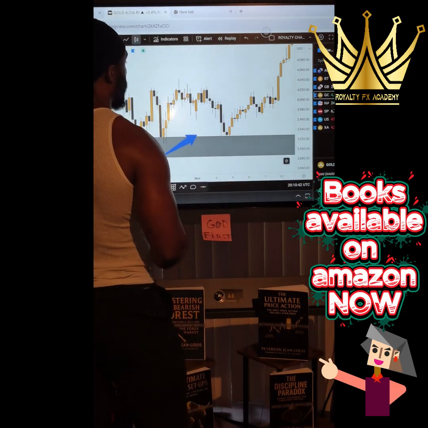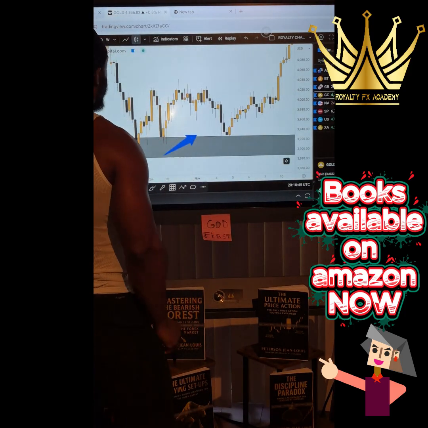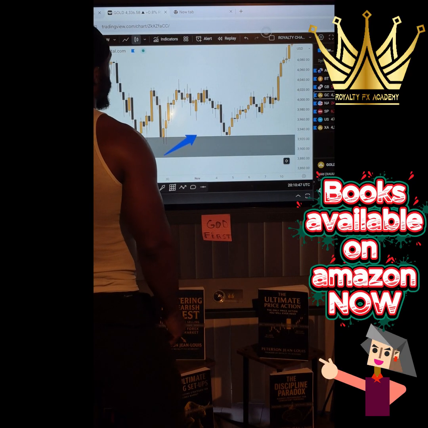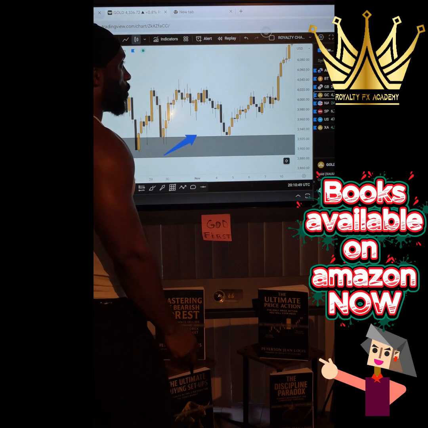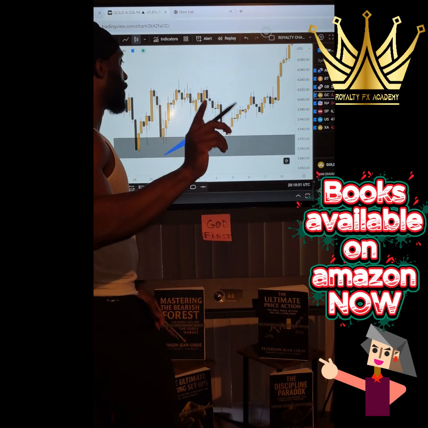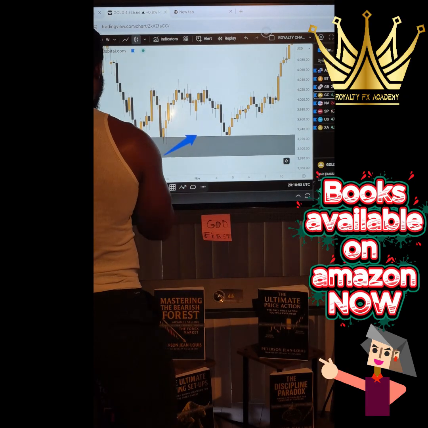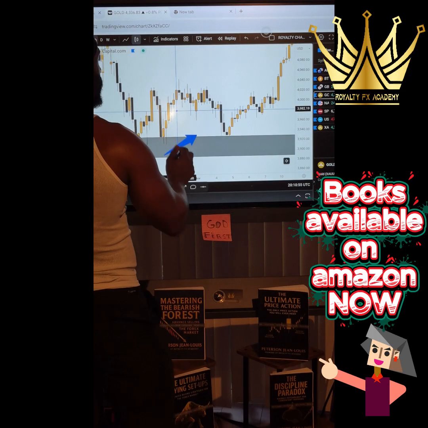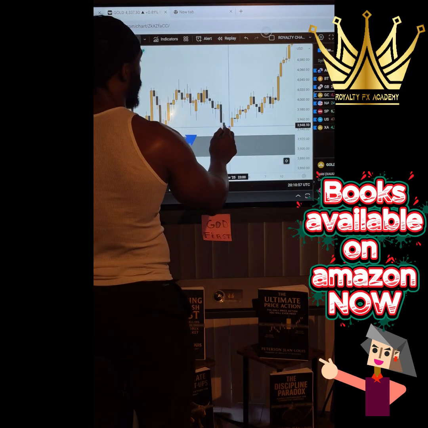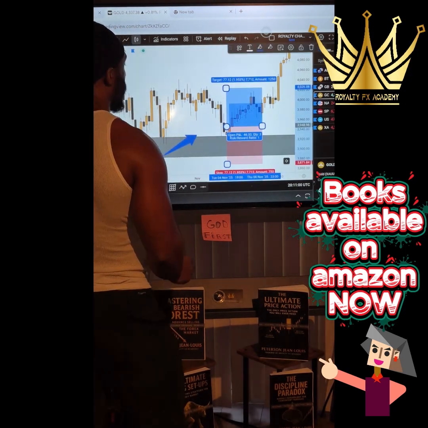I don't know all the time zones, but Eastern time, 1, 5, or 9. I guarantee you it's going to be one of those. So again, short, sweet, simple. Market comes to the zone. We're just simply waiting for a bullish engulfing, and here it is.